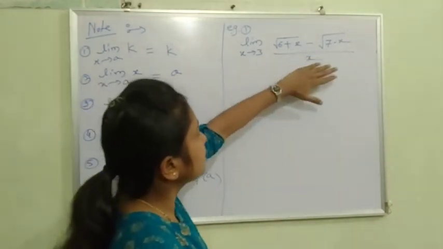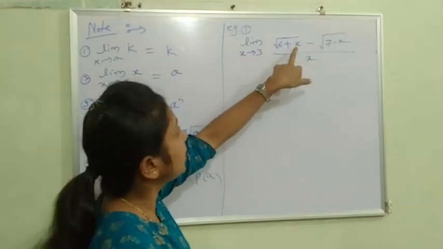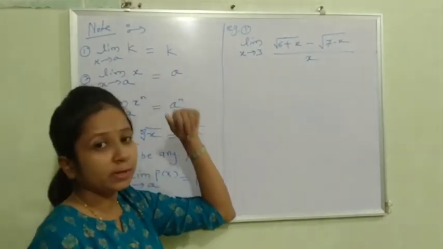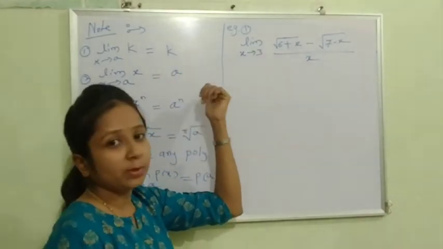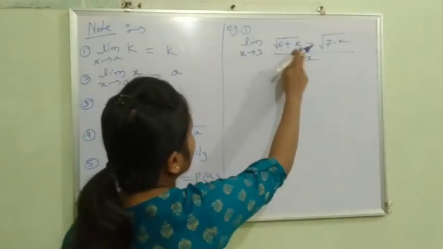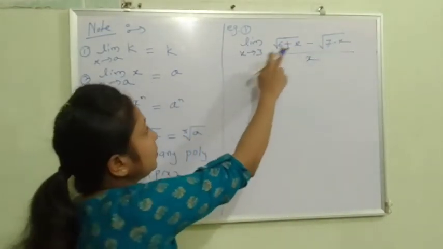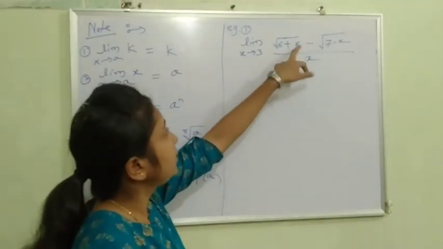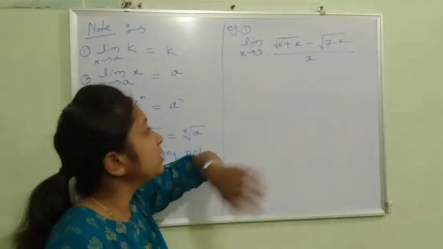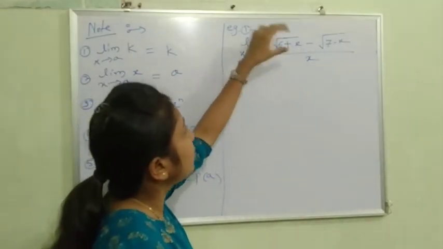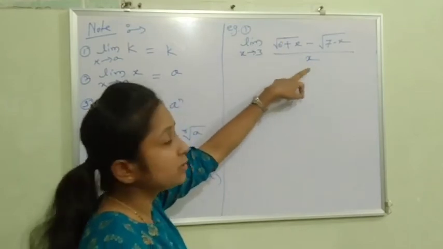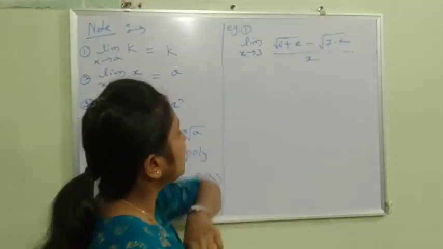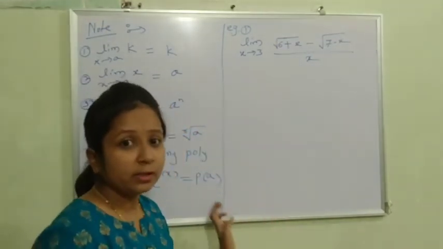Observe the numerator. The numerator is nothing but the difference of two functions. In the algebra of limits, the second property is the difference: the limit of f of x minus g of x as x tends to a equals the limit of f of x minus the limit of g of x. And then the division property, property number 4: the limit of f of x upon g of x as x tends to a equals the limit of the numerator divided by the limit of the denominator, provided the limit of the denominator is non-zero.